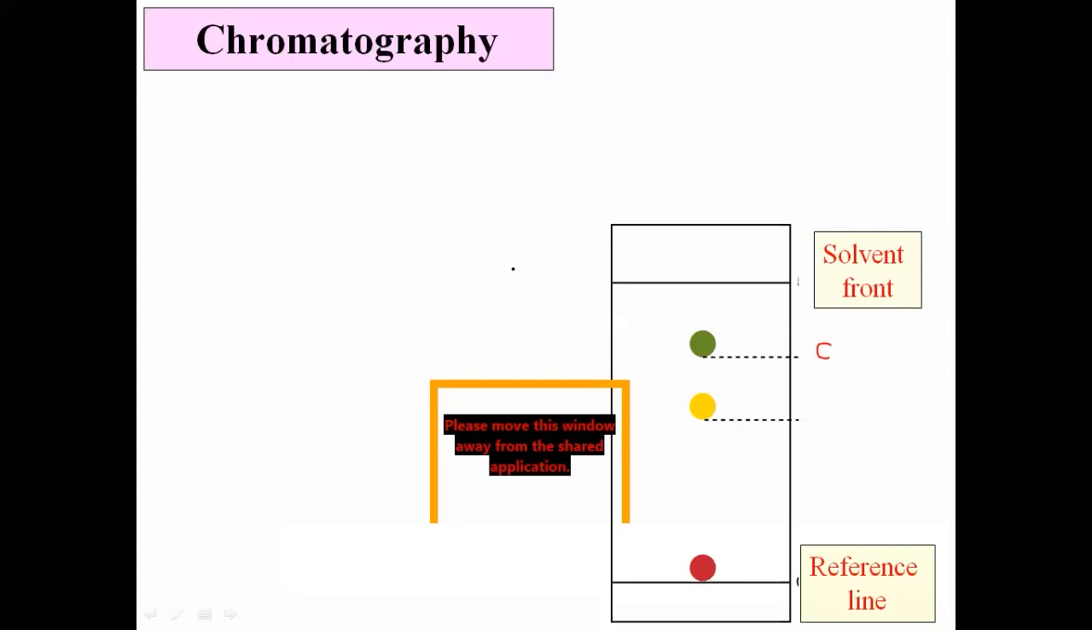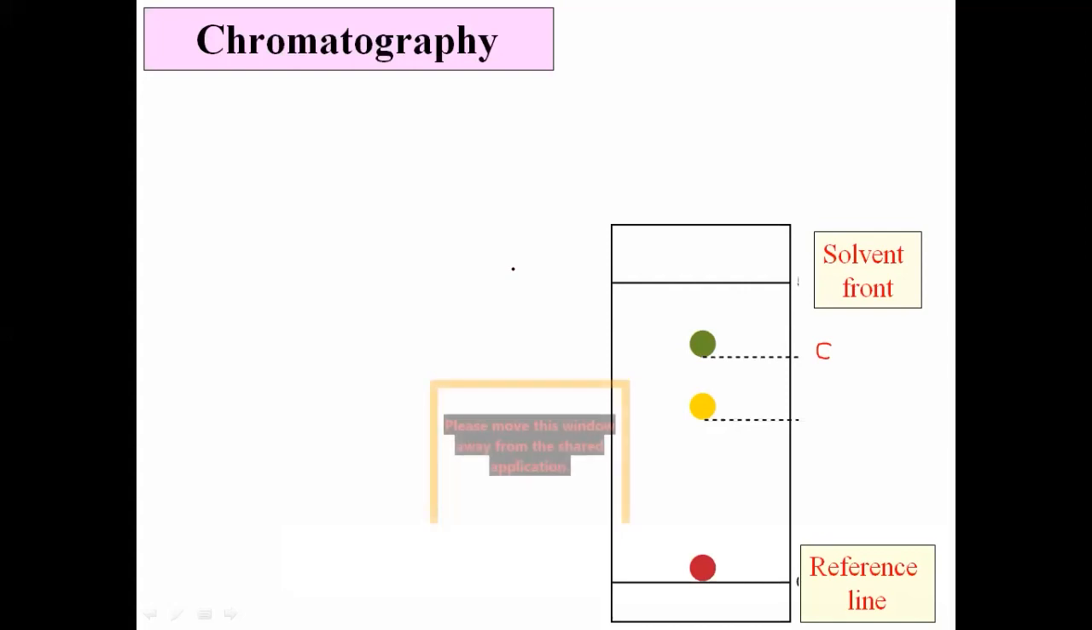The water, the moisture present in the filter paper, acts as the stationary phase. Stationary means a fixed phase. The organic solvent we took in the jar moves on the filter paper; its movement takes place, therefore it is called the mobile phase. These two are the important terms related to chromatography: one is the stationary phase and the second is the mobile phase. The mobile phase we used was the organic solvent which moves on the filter paper, and the stationary phase was the water absorbed by the filter paper. These are the two important terms.